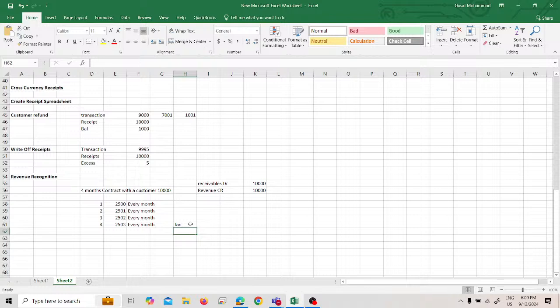The first bill we will create, and in the application we will record this entry: unbilled receivable debit to revenue account. Here the revenue has been recognized, but we haven't billed yet, but the revenue has to be recognized, of $2,500.